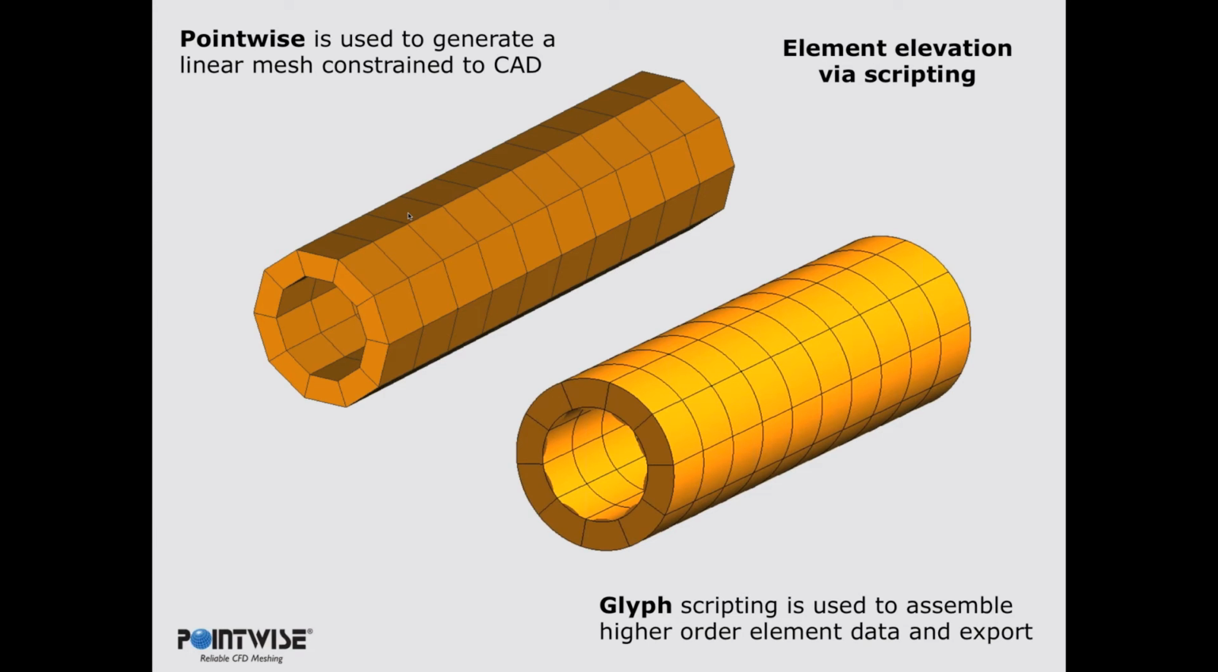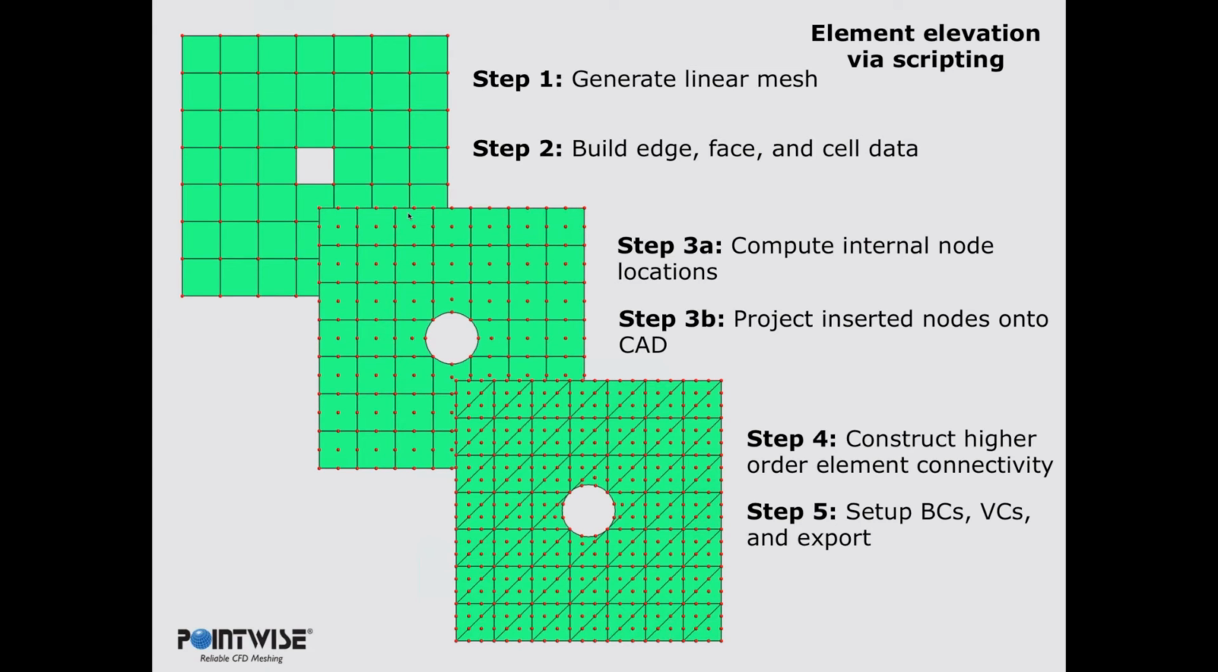Travis Harrigan started working on this concept 3 or 4 years ago, and basically he's going to use Pointwise for the linear mesh generation, constrained to CAD, and then he'll elevate those elements to higher order, and through scripting, place the points on the surface and export the higher order mesh. So these are the steps that would be involved in that process.